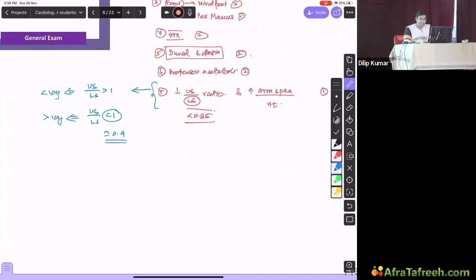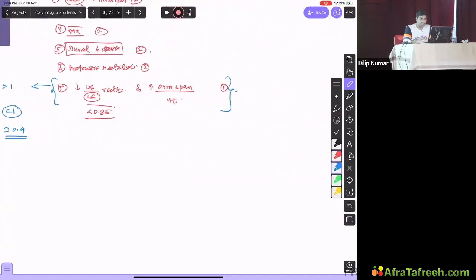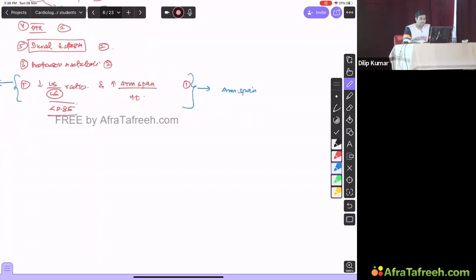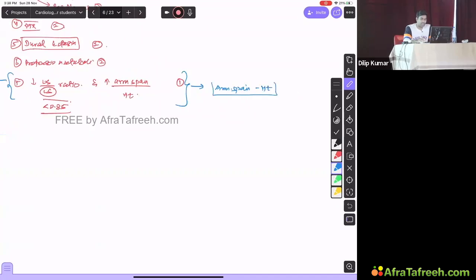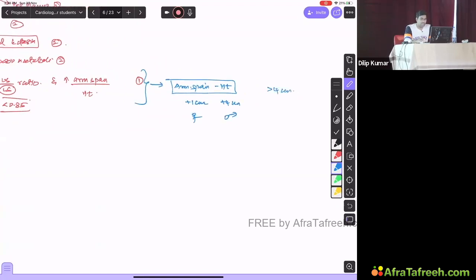And arm span by height, this is also very important. So remember, generally arm span will be lesser than the height in younger age. As you reach adulthood, arm span will become more than the height. Around puberty, arm span and height will become almost equal, but beyond puberty, they will be disproportionate. Arm span will become more. So what will be the normal arm span and height difference? Usually it's approximately plus 1 centimeter in females and up to plus 4 centimeter in males. Generally in Marfan syndrome, it will be more than 4 centimeter.